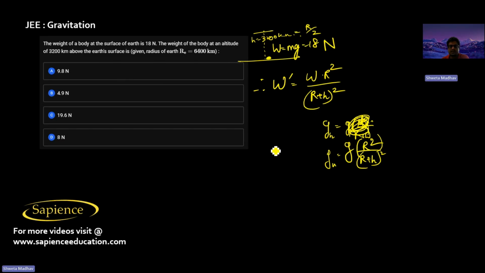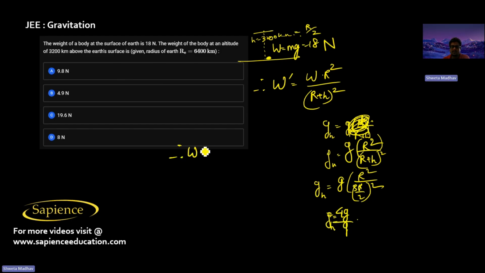Then the height is equal to R by 2. So the new value of g at that height is given as R square by R plus R by 2, which is R plus R by 2, that is 3R by 2, 3R by 2 whole square, which is equal to 4g by 9 at this height.